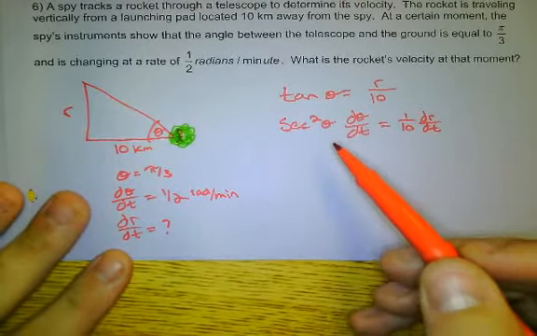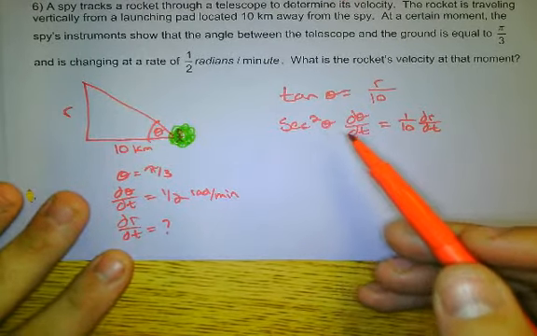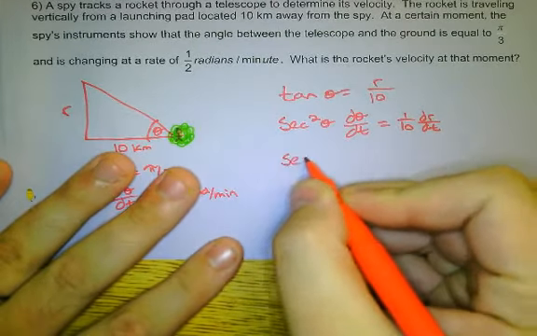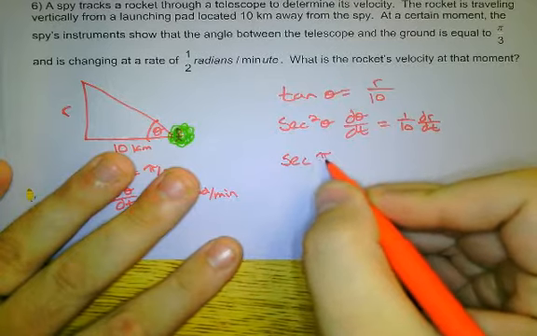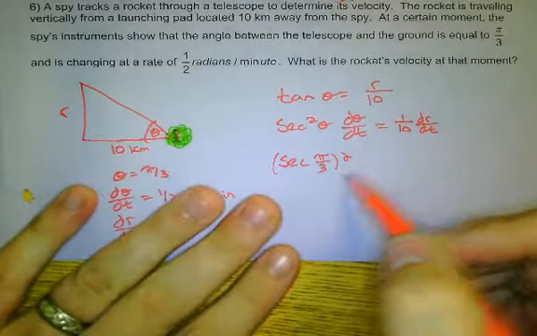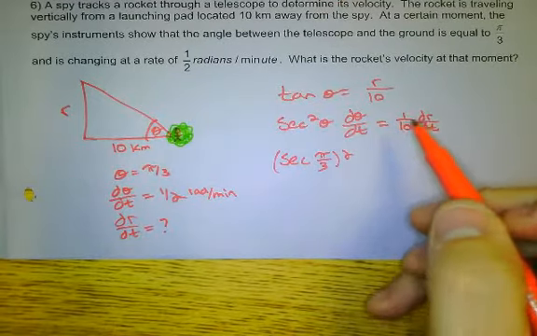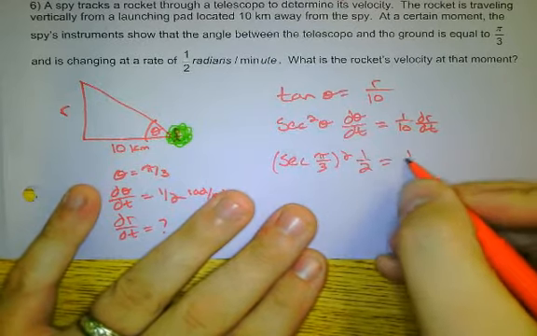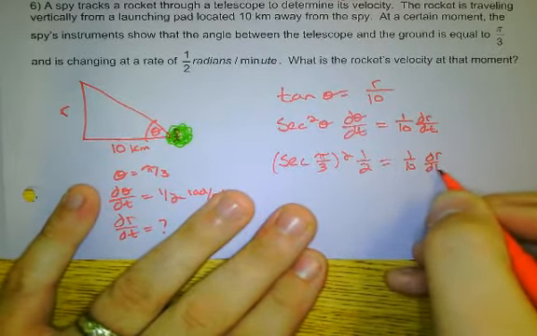Okay, let's plug in what we know. What do we know? Well, you need to not be a loser anymore then. Alright, secant of pi over 3 squared, do that in a second. What's d theta dt? And then 1/10, I don't know, dr dt.